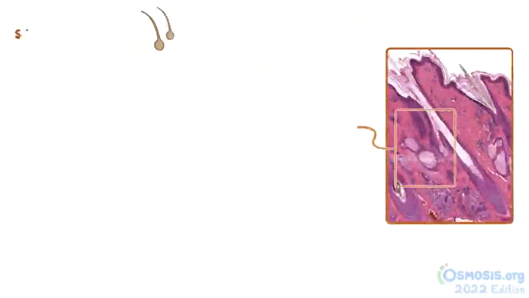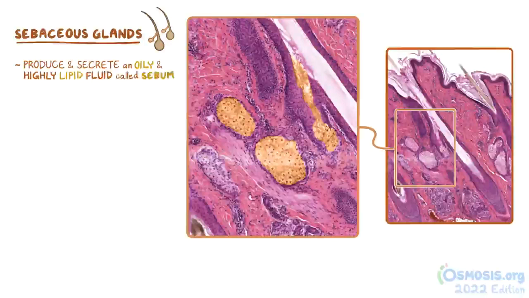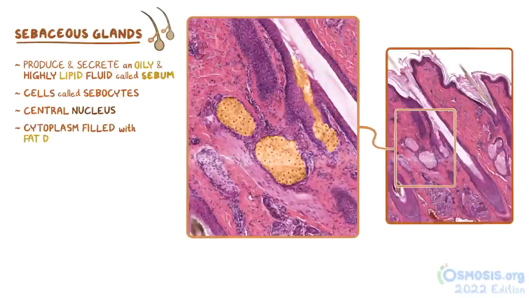In this image of a hair follicle, we can also see the sebaceous glands nearby that produce and secrete an oily and highly lipid fluid called sebum. The cells of the sebaceous glands are called sebocytes. They have a central nucleus, and their cytoplasm is filled with small fat droplets that give the cell a foamy-appearing cytoplasm. The glandular cells then drain into converging ducts that typically empty into the upper portion of the hair follicle.